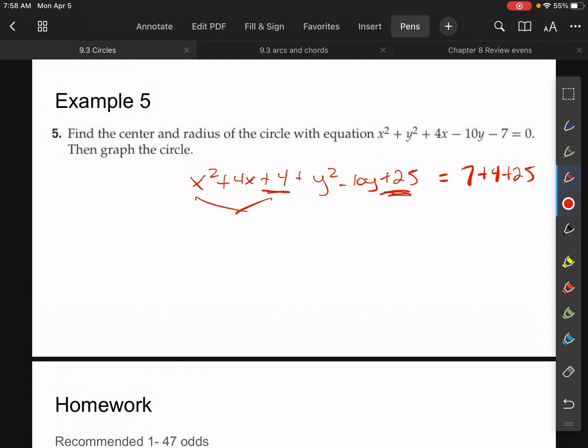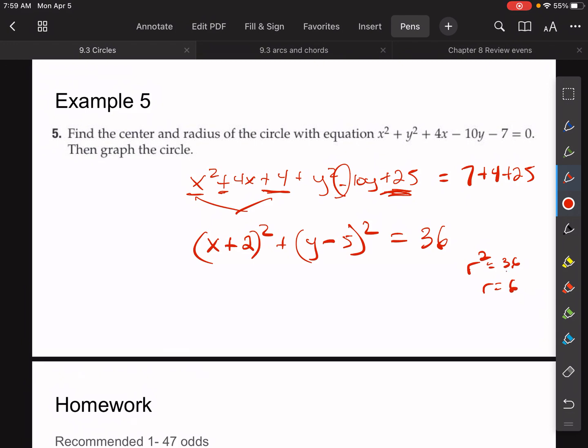And then this factors nicely. It's the square root of the first term, which is x, this sign, which is plus, and the square root of the last term. So (x + 2) squared, and then plus (y - 5) squared, with this sign, minus, and the root of 25, 5. That's just completing the square. It is equal to, in this case, 36. So since this is radius squared, my radius squared is equal to 36, therefore the radius is equal to 6.